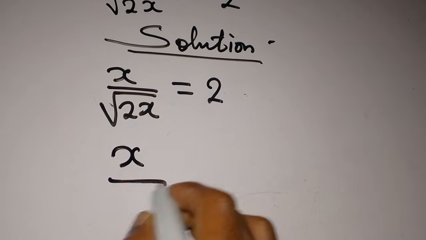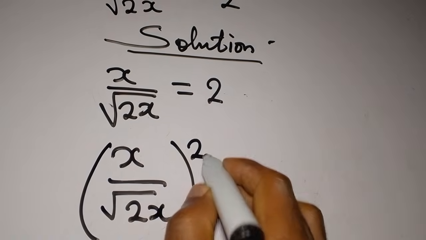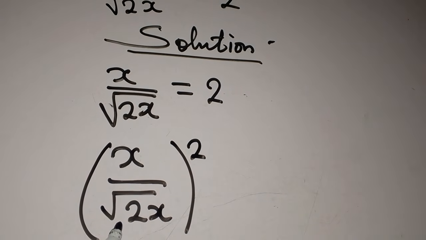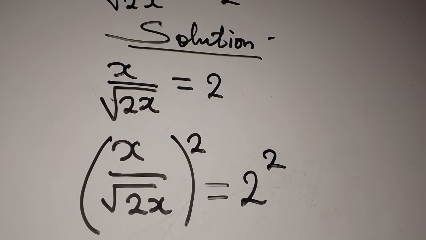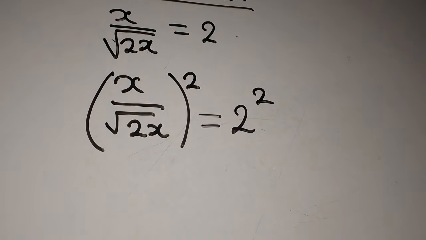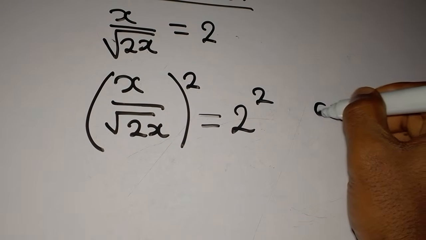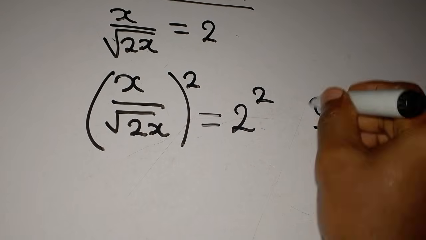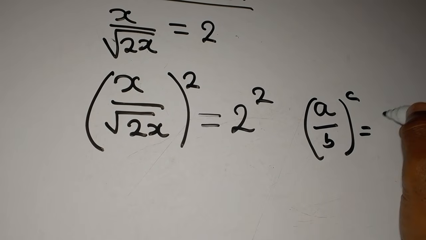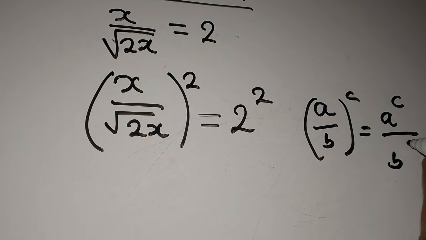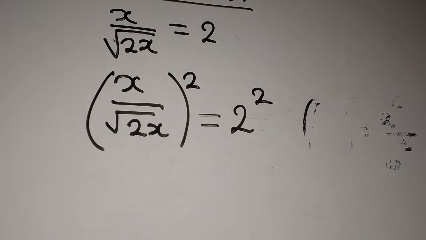So we have x over the square root of 2x. Now this is going to be squared. We are squaring because of the square root that we can see here. And then we'll square the other side too. That will be 2 squared. And from here, you know that we can spread this square from this very law: a over b to the power of c is the same thing as a to the power c over b to the same power c.